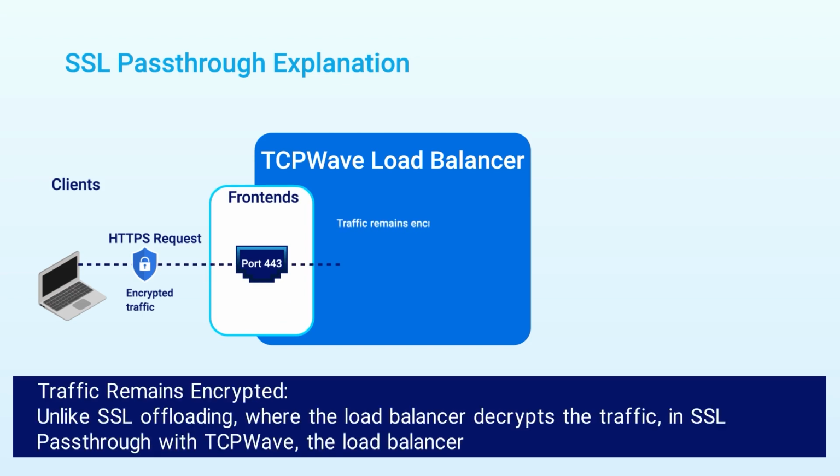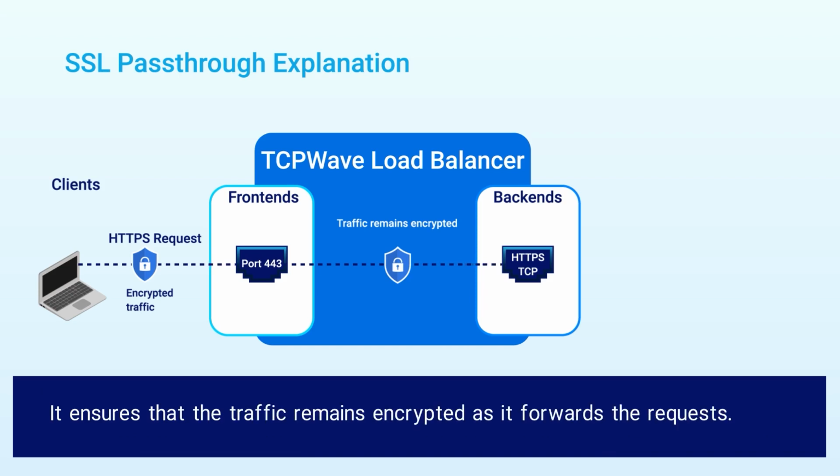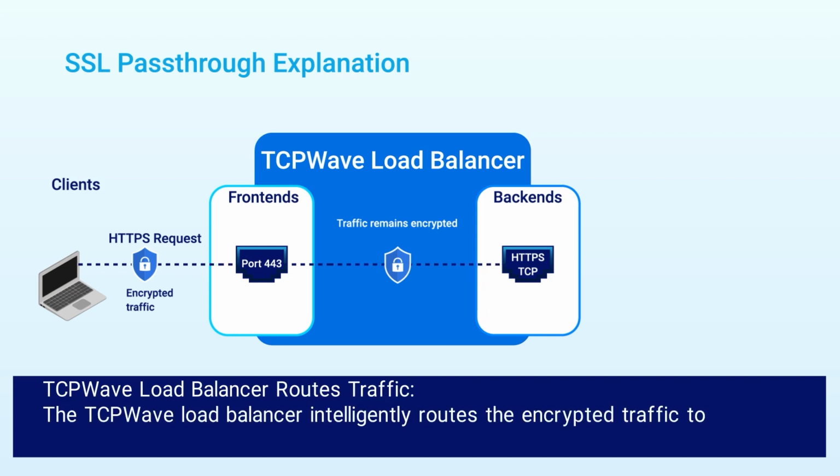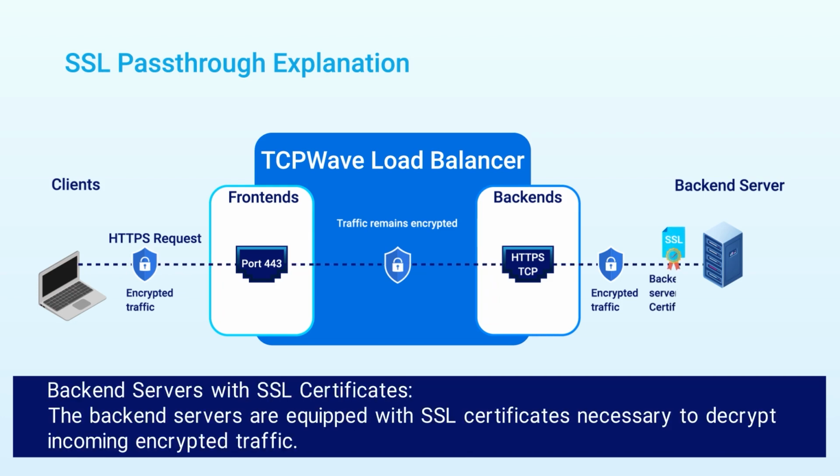Traffic remains encrypted. Unlike SSL offloading, where the load balancer decrypts the traffic, in SSL Passthrough with TCPWave, the load balancer does not decrypt the HTTPS traffic. It ensures that the traffic remains encrypted as it forwards the requests. TCPWave Load Balancer routes traffic. The TCPWave load balancer intelligently routes the encrypted traffic to the appropriate back-end servers based on various load balancing algorithms. Back-end servers with SSL certificates.